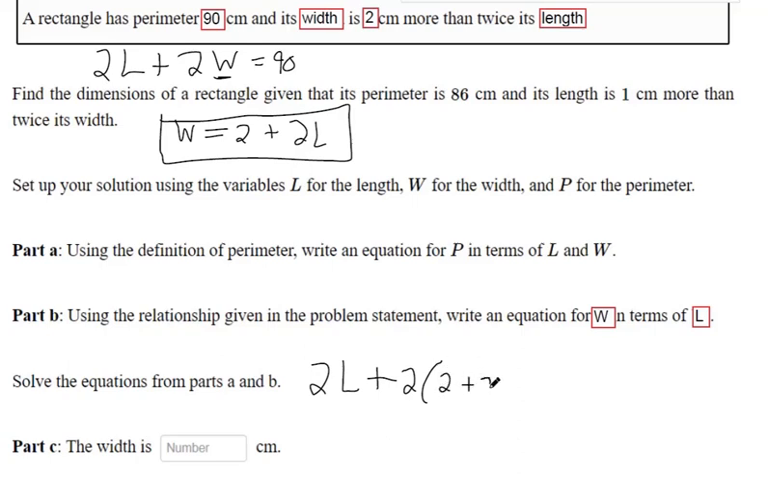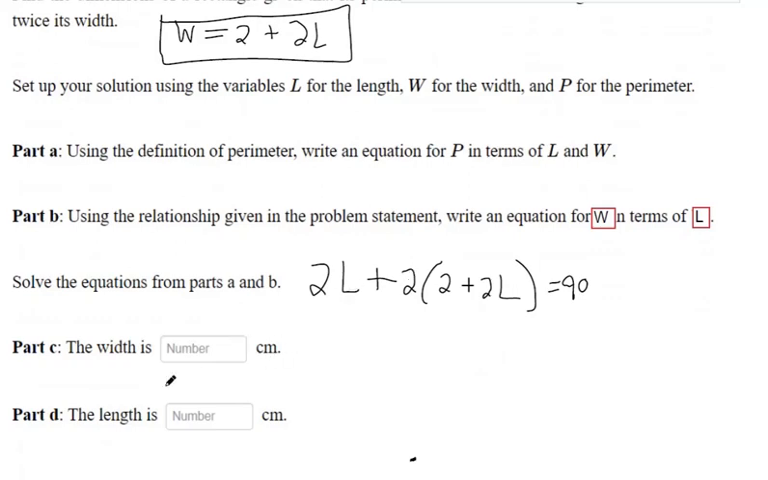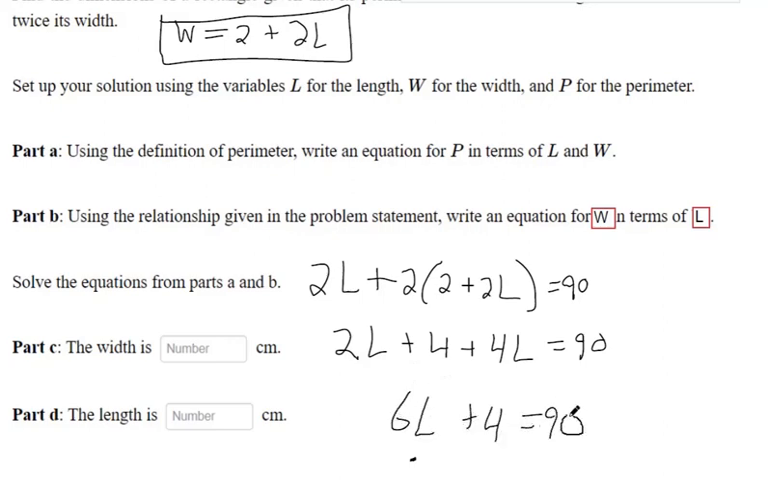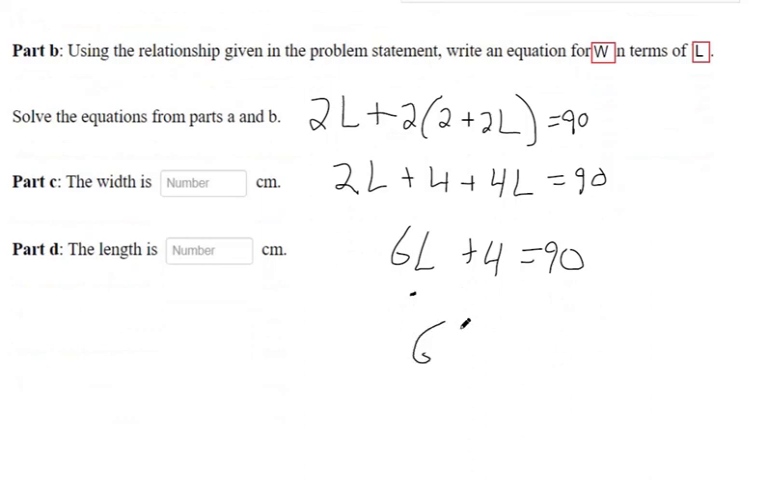2 plus 2L here. Okay, so instead of W, I put 2 plus 2L. And now I can solve that equation that can help me find the length, and then I can come back and find the width. So distribute that 2. 2 times 2 makes 4. 2 times 2L makes 4L. 2L plus 4L makes 6L. We can subtract that 4 from both sides. And then we can divide 6 from both sides.